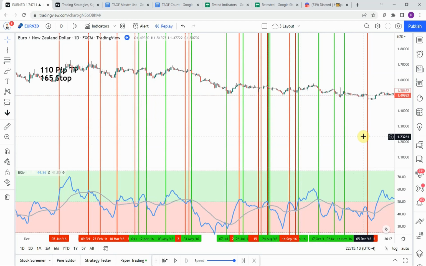So we have 26 trades all together, and we have 12 winning trades. And so that is not going to meet the 60% criteria, just like it didn't last time.